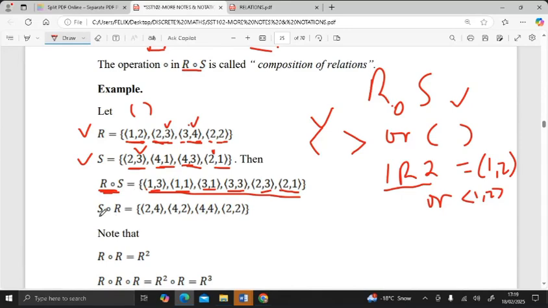Let's look at the other way around. We have now S composition R. S in this case starts, followed by the relation R. We would want to see whether we shall have the same elements or not. If they are not the same, then we shall say that the composition of relations is non-commutative. They do not commute. This is what we mean by non-commutative.